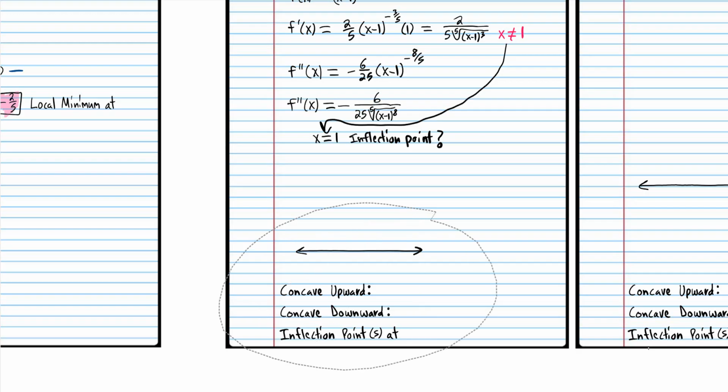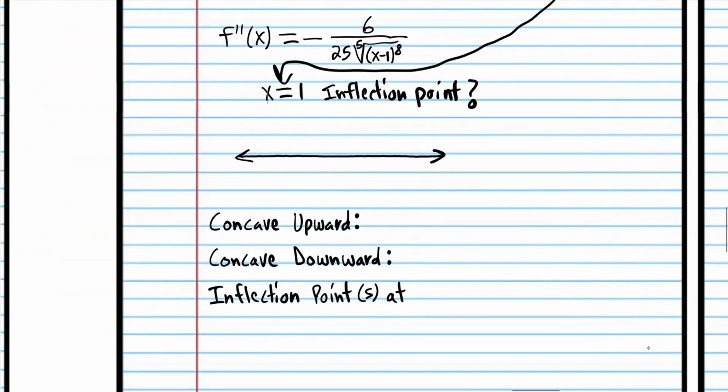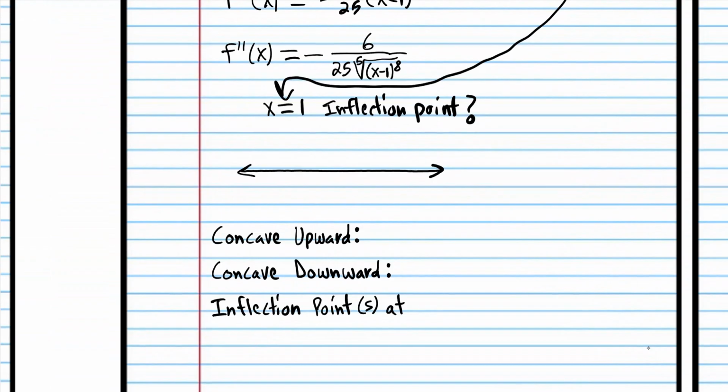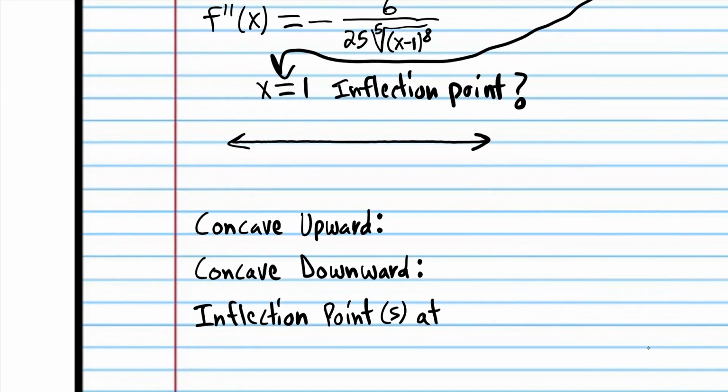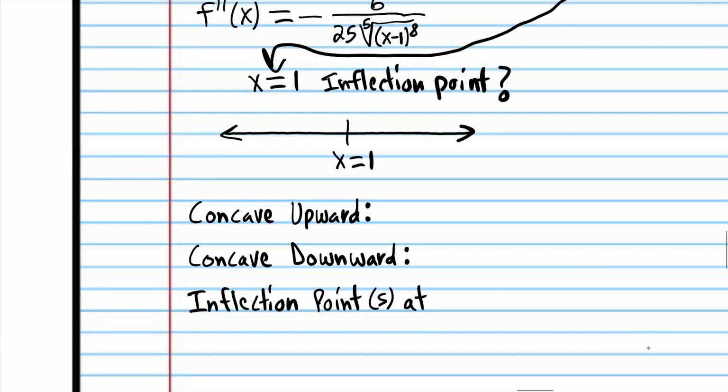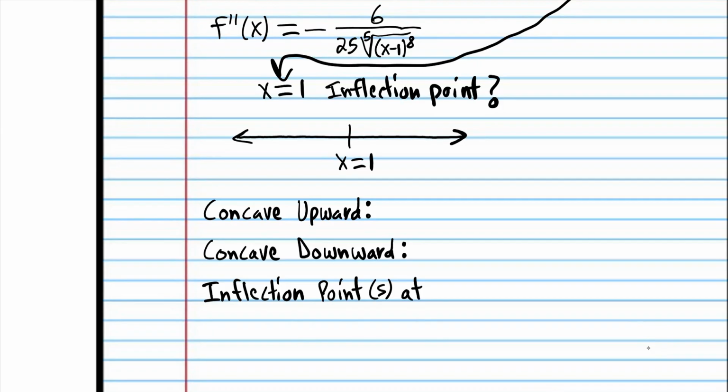And now we need to do a sign chart. So we're going to check the sign of the second derivative. So I'm going to mark 1 here. And let's test this blue region over here, and then we'll test the purple region.